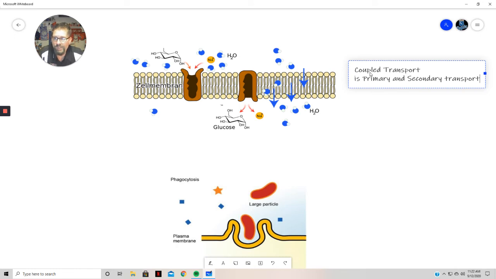Coupled transport is the fancy name of that process, where we break open an ATP molecule, we do one thing, but there's leftover energy, so we do something else. It's coupled. In other words, the two transports are coupled together. They work off of each other. We do one thing, provide the energy, and because we have leftover energy, we do something else. So hopefully that makes sense.